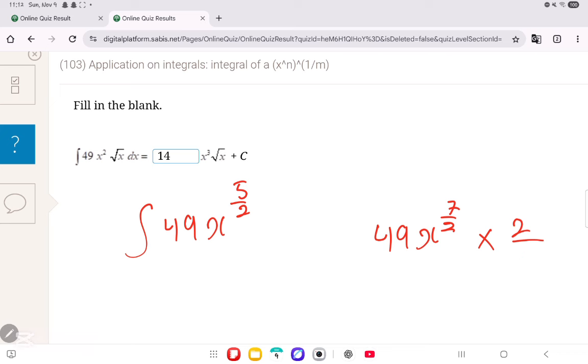So this goes bye-bye. This becomes 7. So 2 times 7 is how much? It is 14. So 14x to the power of 7 over 2. Okay? Again, you make this into a mixed number, 3 and 1 over 2. So it will become 14x cubed, radical x, and don't forget the plus c.